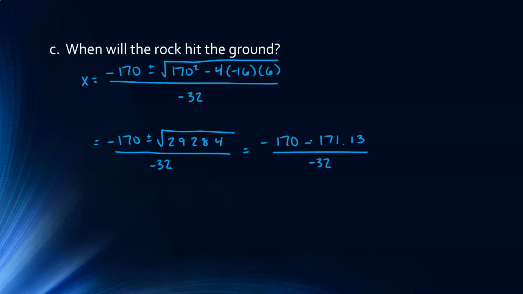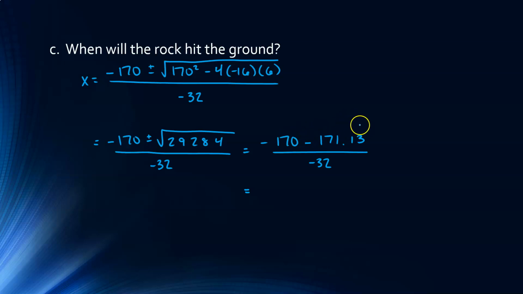So let's try the negative or the minus part. So if I did negative 170 minus 171.13, that's going to be a larger negative number, and that larger negative number divided by another negative would be a positive answer. So that's the one that I'm going to use. And to be honest, every time you do these for this particular type of problem, we'll be using the negative one.